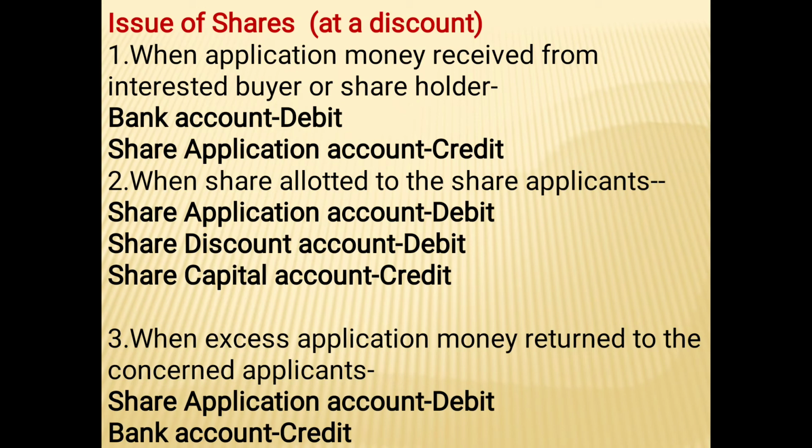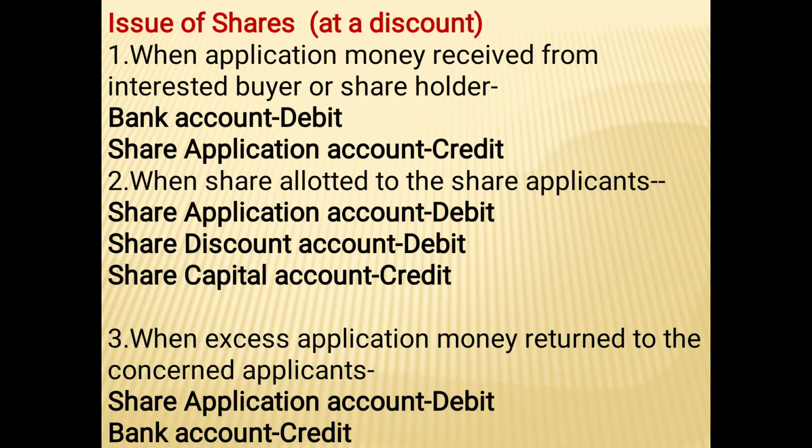Number one, transaction, when application money is received from an interested buyer or shareholder, then you can give the following journal: bank account debit, share application account credit. You are seeing for the first journal, all are the same, as it is at par, as it is at a premium, as it is at a discount. So for the journal, you have to write bank account debit, share application account credit.